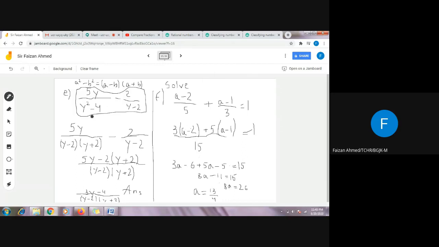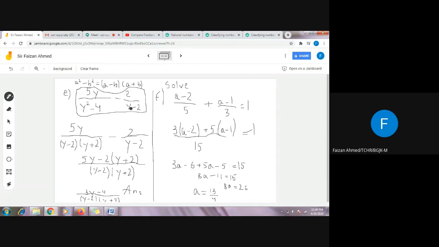We have 5y upon y square minus 4 and minus 2 upon y minus 2. This is again two fractions and they are being subtracted, and we know that fractions can be added or subtracted by LCM, so we have to take the LCM, but the problem is that our denominators are quite complex. So first we will simplify our denominators.